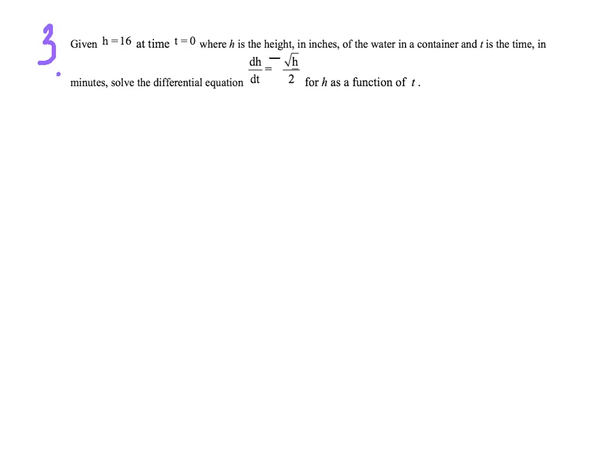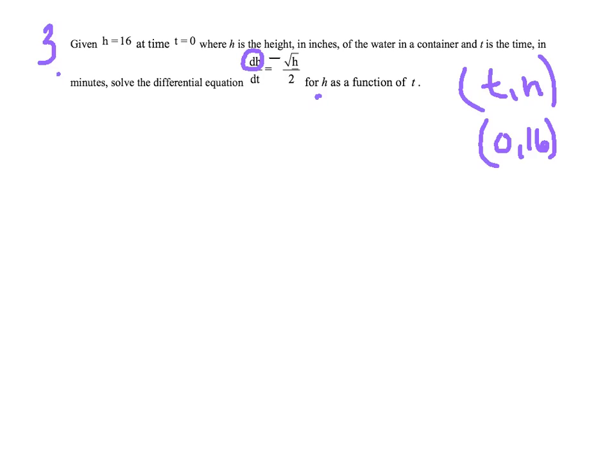All right, now a lot of times they're not going to use x and y. So let's try this one. Given h equals 16 at time t equals 0, where h is the height in inches of water in a container and t is the time in minutes, solve the differential equation. H of t equals negative square root of h over 2, for h is a function of t. So again, how do I know what variable they want me to solve for? It's always this numerator here, this top variable. So basically, instead of writing x comma y, I should be writing t comma h. They want me to solve for h. That's like my y variable. So the initial condition here, it says when t is 0, my height is 16. It also says for h, which means I'm solving for h as a function of time.